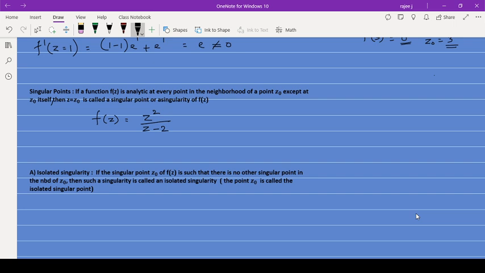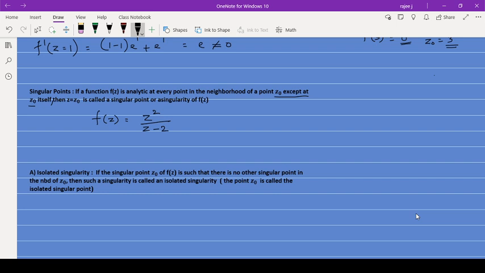So if a function f of z is analytic at every point except at z0, okay, this function is analytic everywhere in a given region except at a particular point, then that point we call the singular point, or that point we call the singularity of f of z. Okay, so in short, the point at which the function is not analytic, that is a singular point.